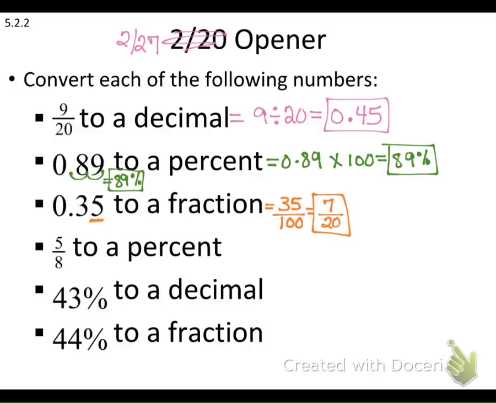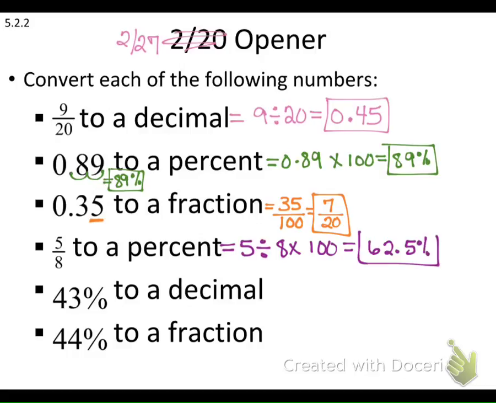Now we have a fraction to a percent. Before I can change that fraction to a percent, I first have to change it to a, anybody? Decimal. Then that decimal to a percent. So how would I set it up? 5 divided by 8 times 100. All right, and that equals 62.5%. There we go.